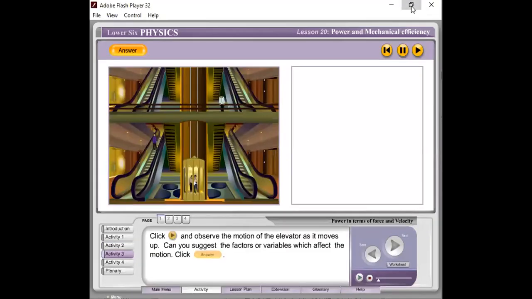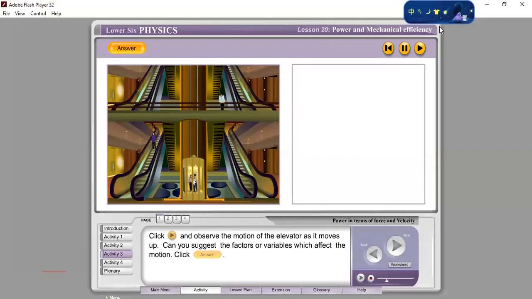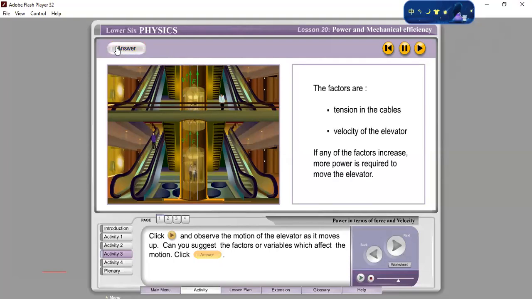Click the play button and observe the motion of the elevator as it moves up. Can you suggest the factors or variables which affect the motion? Click answer. The factors are tension in the cables and velocity of the elevator. If any of the factors increase, more power is required to move the elevator.